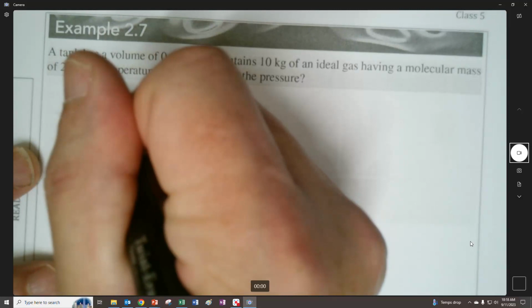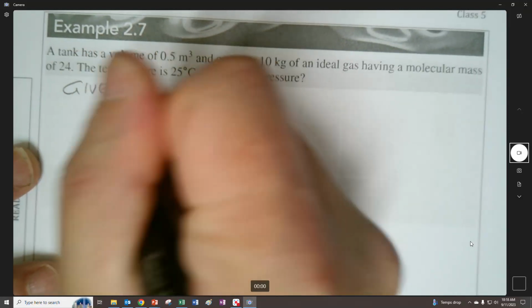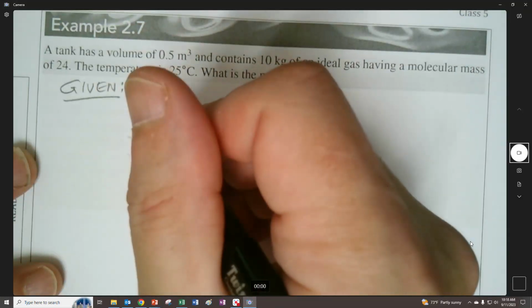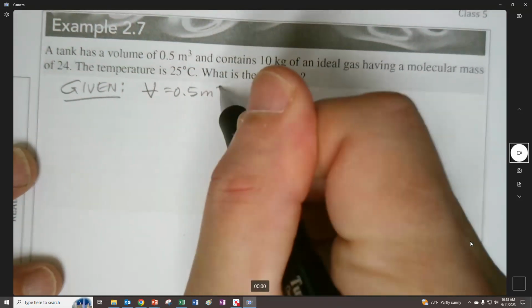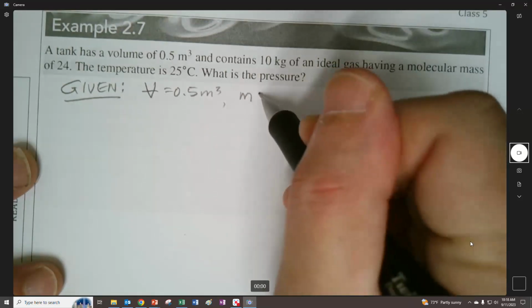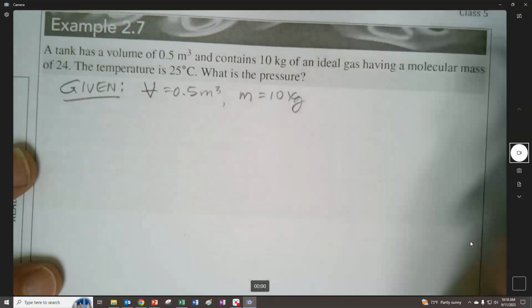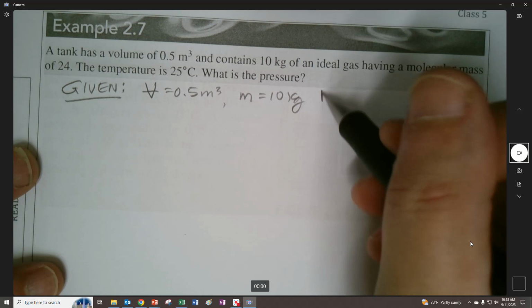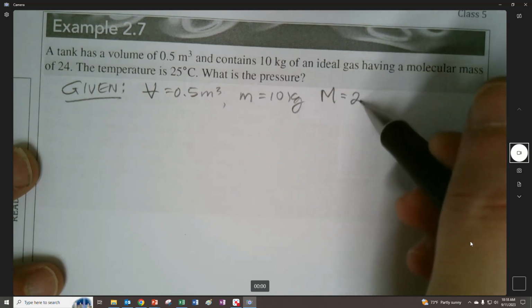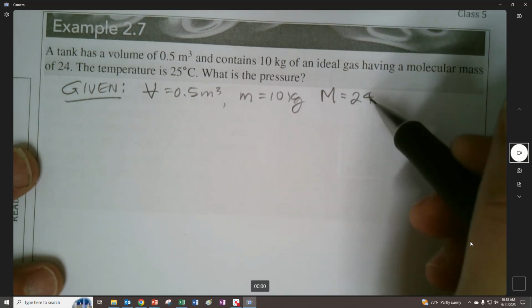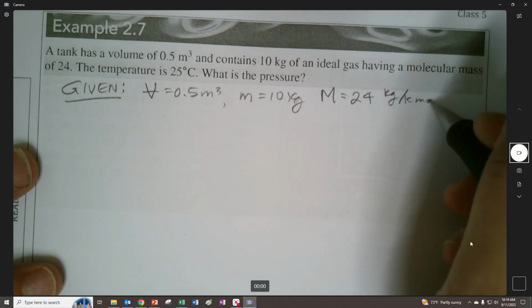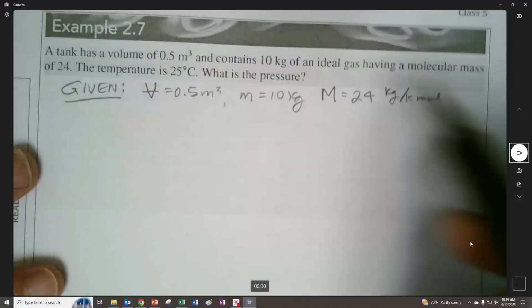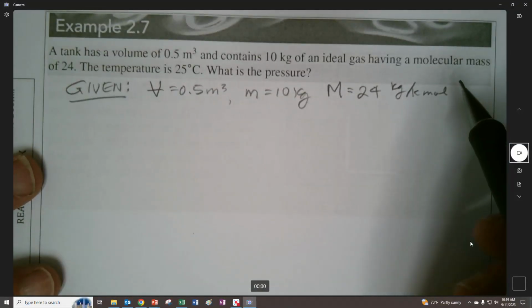So let's see, the given is we have a volume of 0.5 cubic meters. We have a mass of 10 kilograms. Molecular weight, big M, 24, and this should have some units. I believe it should have units of kilogram per kilomole. It's not right that they didn't put that in there, but whatever.